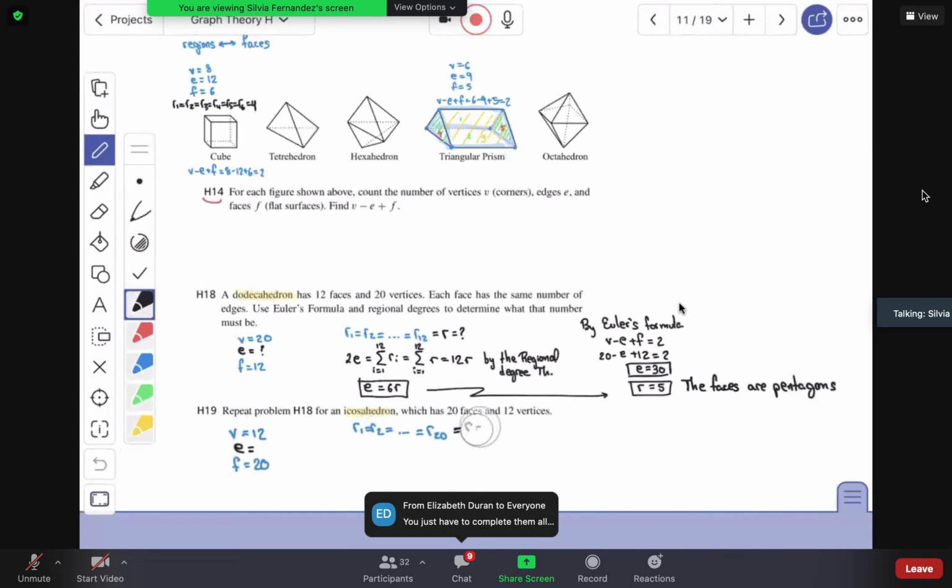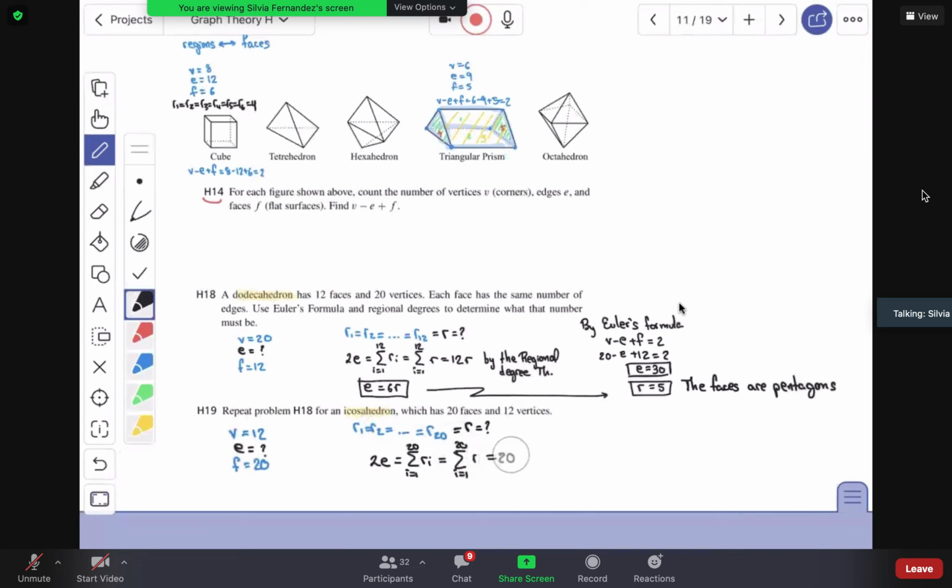And we don't know what R is. We don't know what E is. But we can do the same thing. So 2E equals the sum of the Ri's. There's 20 of them. All of them are the same. They're equal to R. So this is 20R. So E equals 10R.